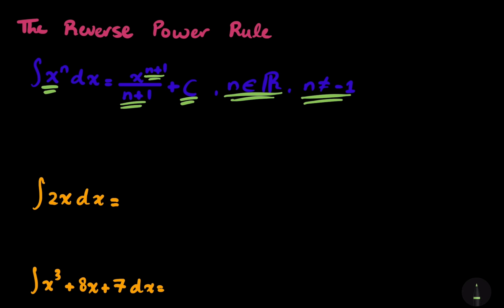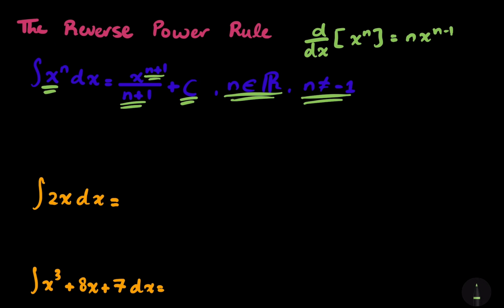If you want to look back at our differential calculus playlist, the power rule itself tells us that the derivative with respect to x of x to the n is just going to be n x to the n minus 1. So we decrement the exponent and then multiply by the original power. When we're taking the reverse power rule, we do pretty much the exact opposite of that. We increment the exponent and then we divide by that new incremented exponent.